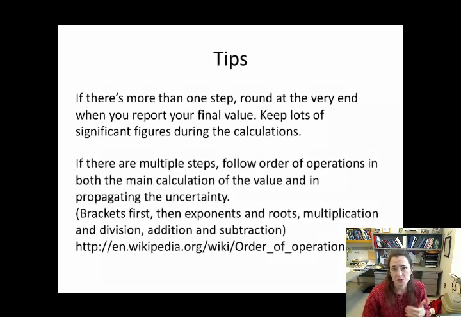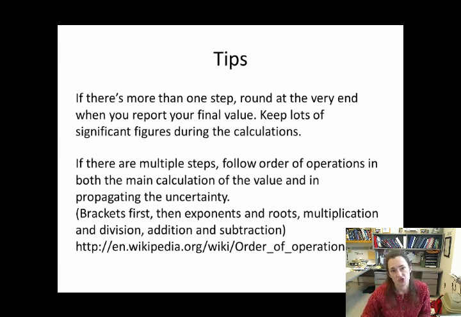Next, if there's multiple steps, make sure that you follow order of operations in the main calculation of the value and when you're propagating the uncertainty. So there's an understood bracket around that addition of the 3 values in the previous problem. You have to add them first and then divide by 3, your known constant. Okay, so that was the order of operations for that one.